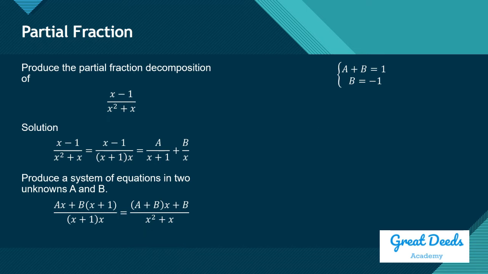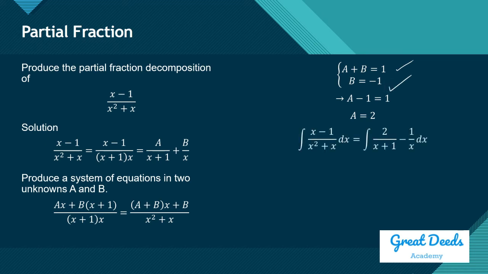We can now produce a system of two equations in two unknowns. a plus b is equal to 1 and b is equal to negative 1. Solve for a and b. So since b is equal to negative 1, by substitution, a minus 1 is equal to 1, and that can only happen when a is equal to 2. We already have values for a and b. a is 2, b is negative 1.